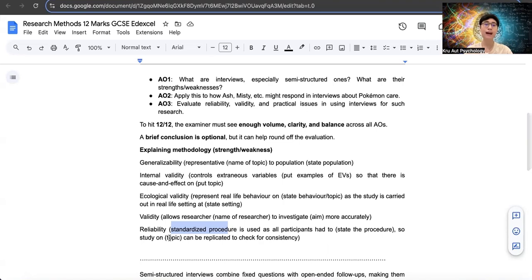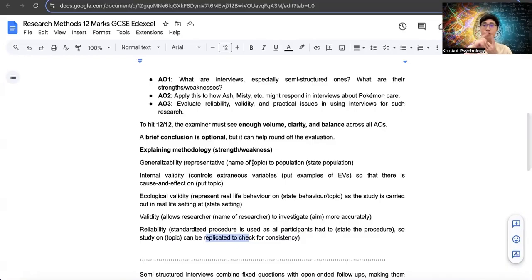Then when something's reliable, it means that that particular topic, might be memory or sleep, depending on the topic in paper 2, can be replicated to check for consistency in the future with the same procedure you have stated. Okay, so that's the strengths and weaknesses for short 4-mark questions, or maybe even 2-mark questions if it comes up.